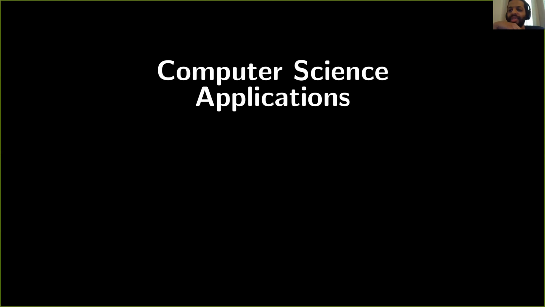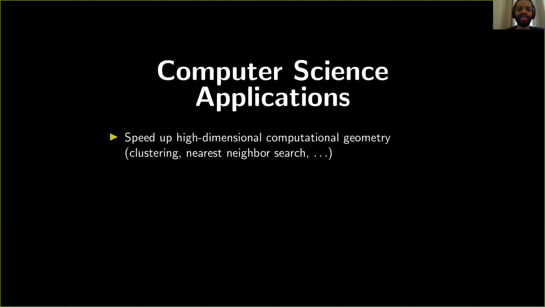So I'm a computer scientist, and computer scientists care about this Johnson-Lindenstrauss lemma because of applications to, let's say, high dimensional computational geometry, right? So let's say you want to have a data structure for nearest neighbor search, right? So you have a database of high dimensional vectors, like featurized data.